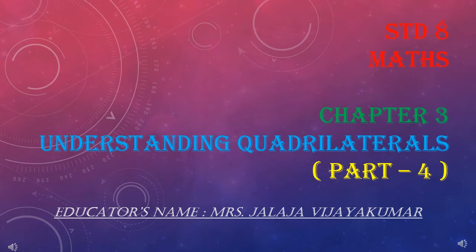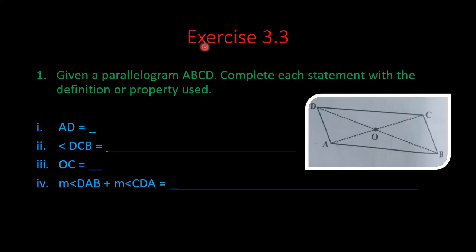Hello children, in this session let us do exercise 3.3 from chapter number 3, Understanding Quadrilaterals. Exercise 3.3. Given a parallelogram ABCD, complete each statement with the definition or property used. First one, AD is equal to dash. So we may find the side AD. So it is equal to BC because AD and BC are opposite sides.